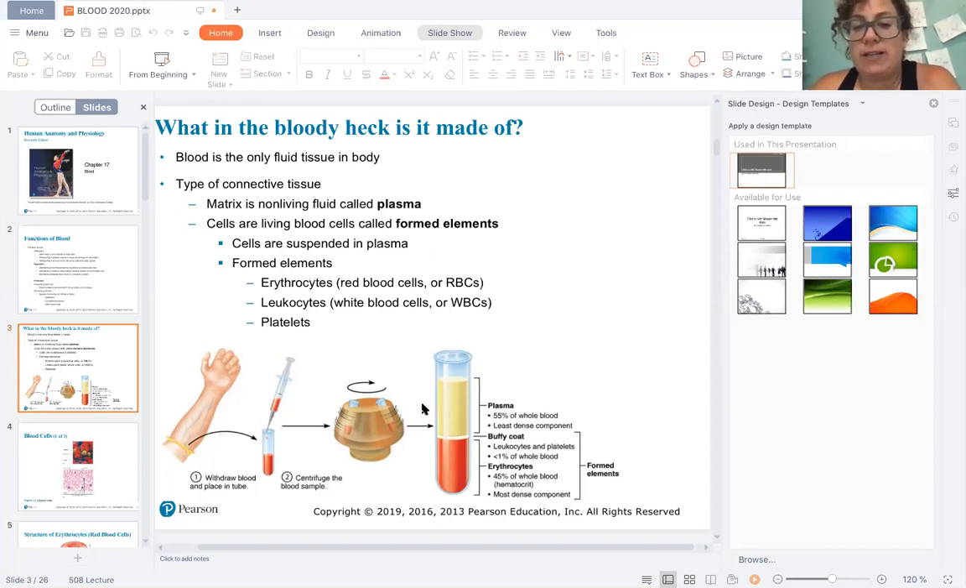And when we spin it down, we can see what it's made of. The most dense part goes to the bottom, and that's your red blood cells. Erythrocytes are a fancy term for red blood cells, about 45% of the blood. We're looking at blood levels, the amount of red blood cells your body has at that moment. Then we have this little thin layer here called the buffy coat. That's where all your white blood cells live and some of your platelets. And then plasma is the fluid component of your blood, okay? That's where a lot of the lower proteins and other things that you'll find in there are.